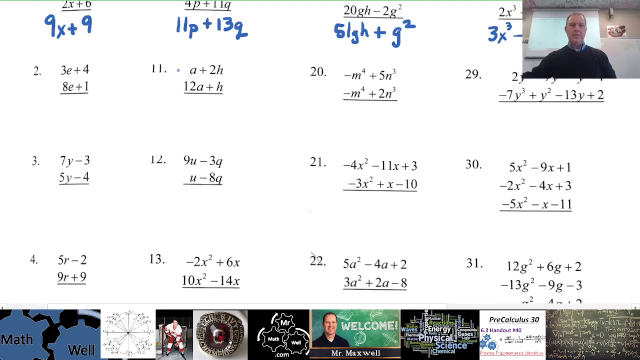Okay, question about number 11. So this is a 1a plus 12a. So that's going to be 13a. And then a 2 plus, if there's nothing there, remember that's a 1. So 2 plus 1 is 3h. So it should be 13a plus 3h.